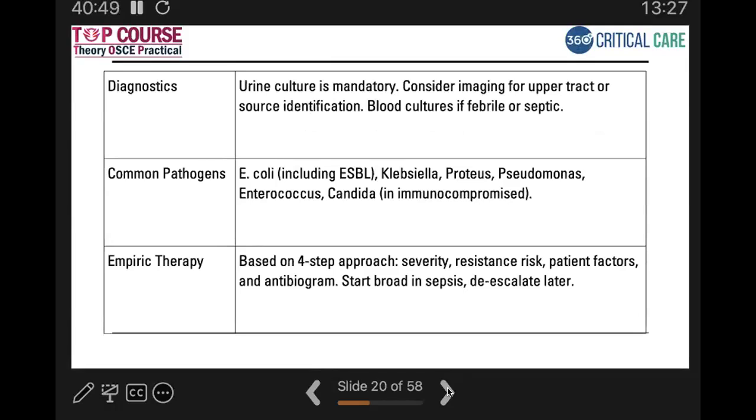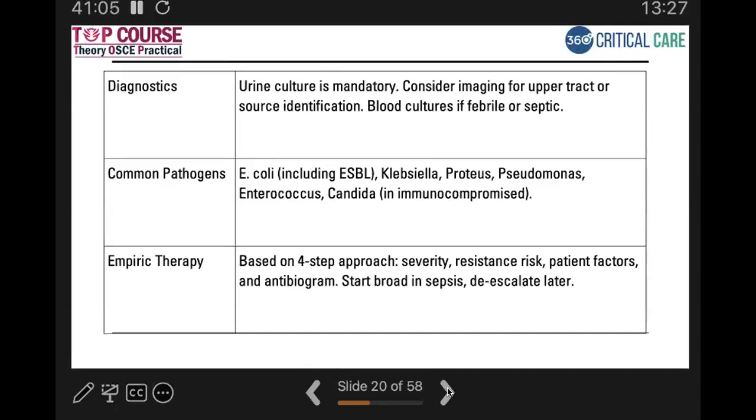If you suspect an obstruction, you can subject the patient to an imaging modality also. And similarly, the common pathogens are E. coli, Klebsiella, Proteus, Pseudomonas, Enterococcus, and in the immunocompromised population, you can see Candida also.